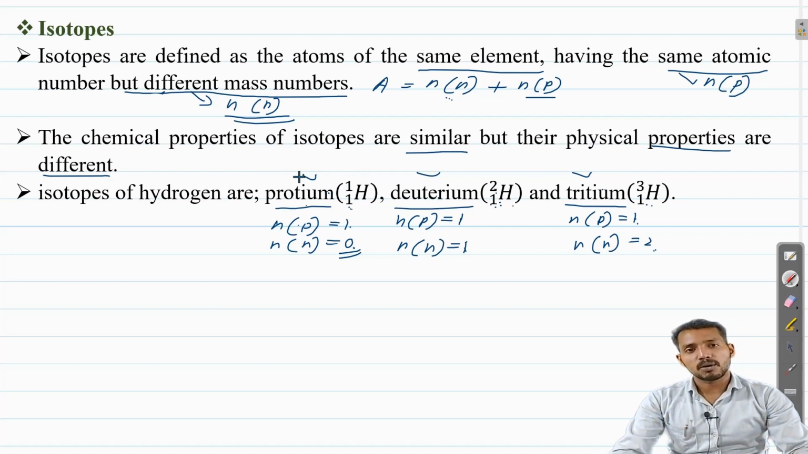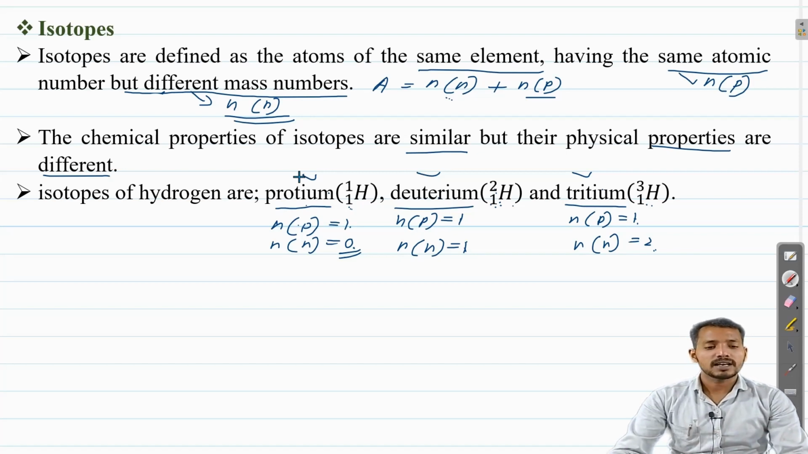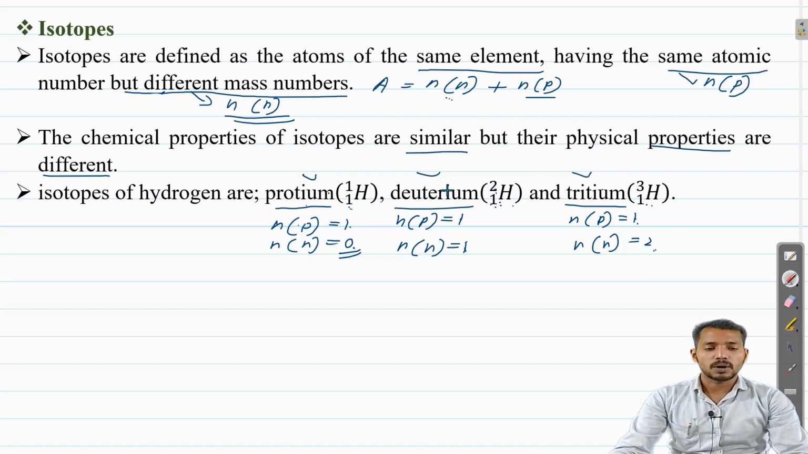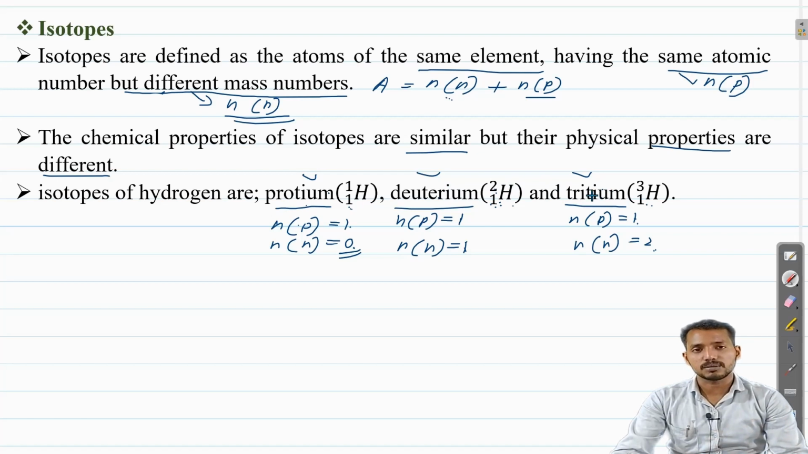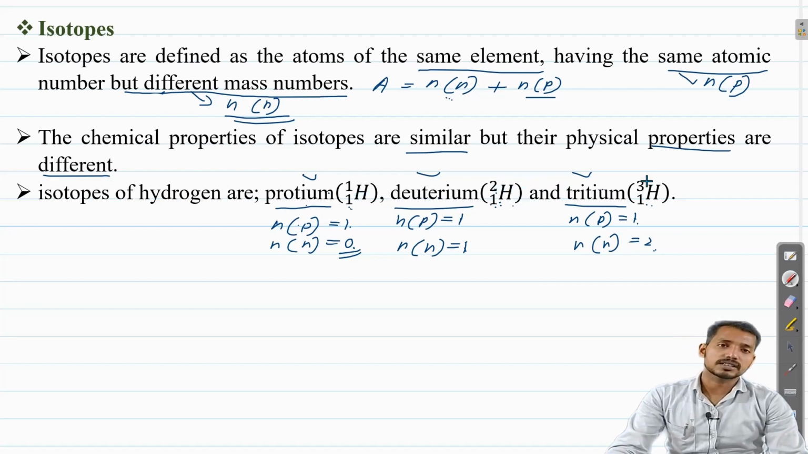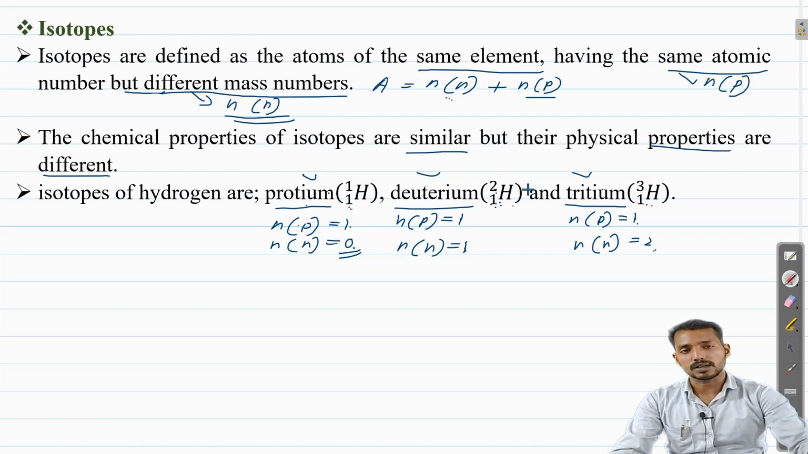This protium is the most abundant on the earth. And the hydrogen present in the water which we are using is protium. While deuterium and tritium are very rarely found, and the water formed by deuterium and tritium is known as heavy water because the mass number of these hydrogens is greater than normal hydrogen, and the water formed by these types of hydrogen is also a heavy water.